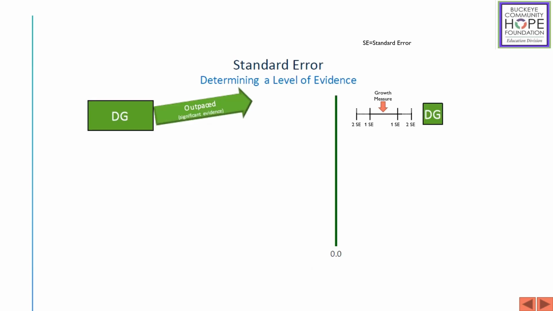If we were to measure our growth and within 2 standard errors, both adding and subtracting the standard error, both values fall above the growth standard of 0, then the color coding for that would be a DG, or dark green, and that's indicating that there's significant evidence of growth for this group of students, this school, this subject, whichever the calculations imply.